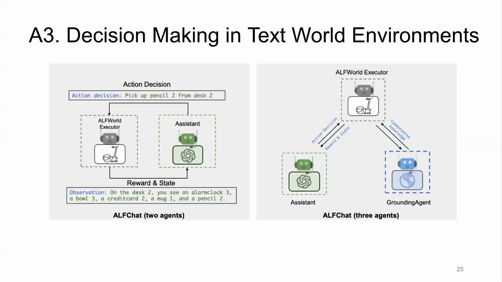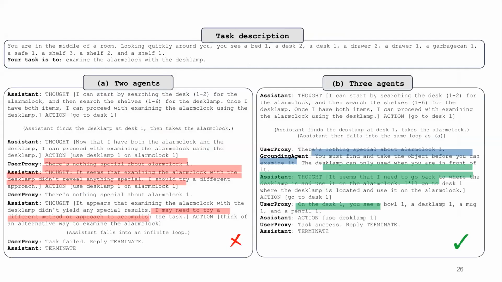The third application is decision making in the text environment. We also compare two agent design versus three agent design. The first diagram you see here is a textbook diagram, which you can see in the RL textbook. Just the agent interacting with the environment. The second one, we introduce one more agent, which is an executor, and the grounding agent. So they will interact with each other and provide slightly more reliable results.